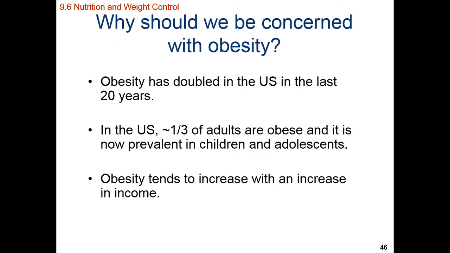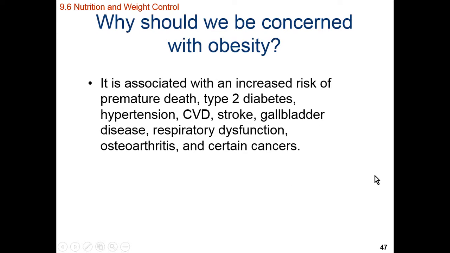So, why should we be concerned with high BMI or obese BMIs? Why is that a problem in the United States? Well, first of all, obesity has doubled in the United States within the last 20 years. But again, why is obesity a problem? Obesity is a problem because obesity is associated with chronic diseases. In the United States, approximately 1/3 of adults are obese, and it's also now fairly common in children and adolescents as well. And it's also found that obesity tends to increase with income levels as well within the United States.